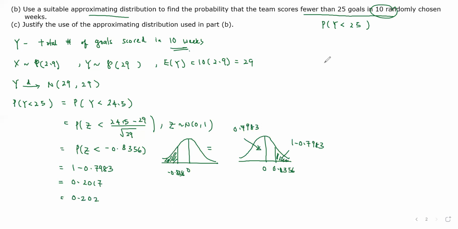To three significant figures, we have 0.202. Part C asks to justify the use of the approximating distribution used in Part B. We can have a normal approximation to the Poisson under the condition that the mean of the Poisson distribution must be greater than 5. The mean of the Poisson distribution of Y, the lambda that we use, is 29. This is greater than 5. Therefore, we can approximate with a normal distribution.